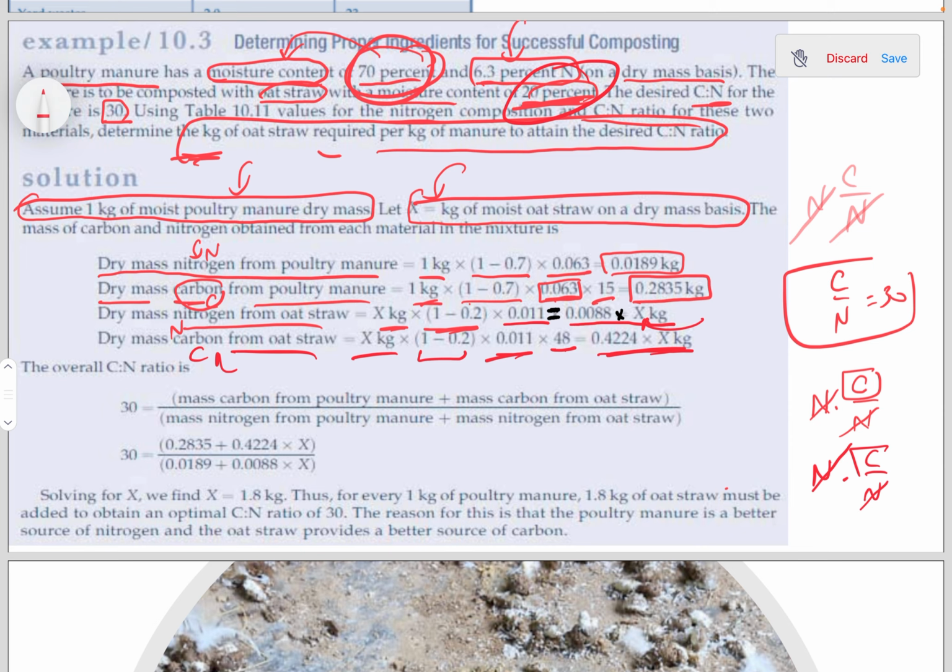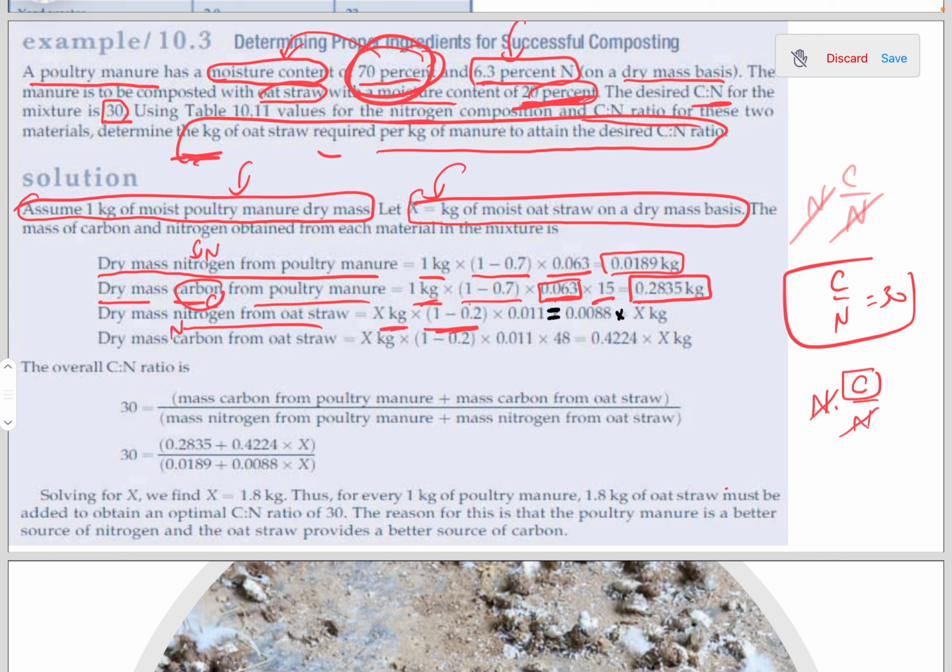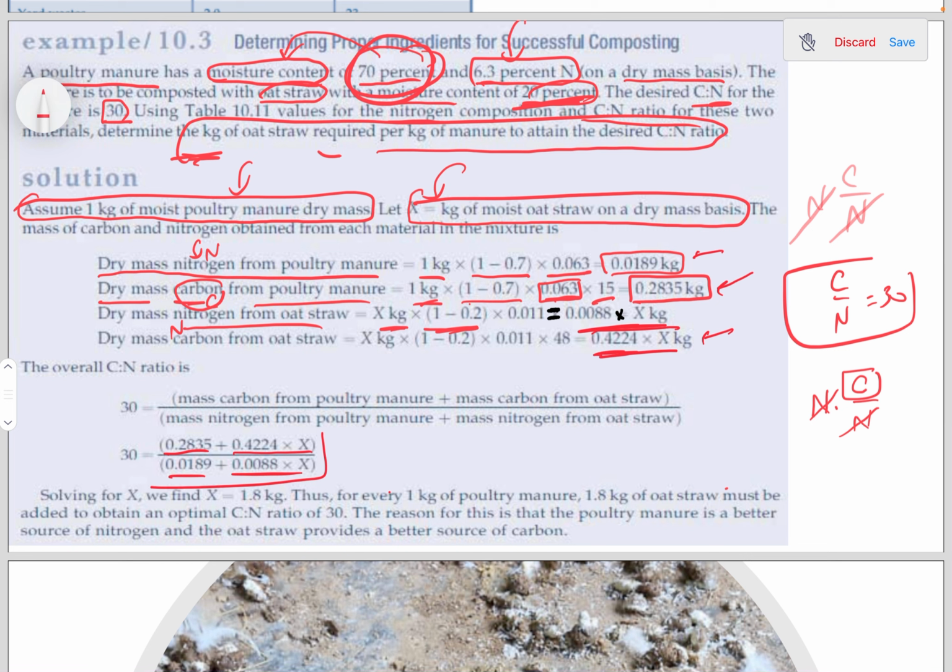So now we need this C over N to be 30. We're going to put the carbon up and the nitrogen down. You put the carbon for the poultry manure, which is what we found here, and the carbon for the oat straw, 0.4224X, and divide by the nitrogen: 0.0189 plus 0.0088X. Now we should solve for X.